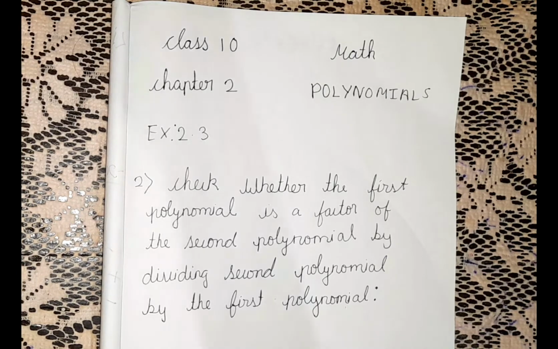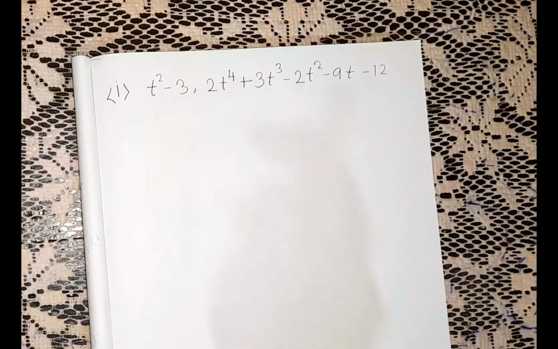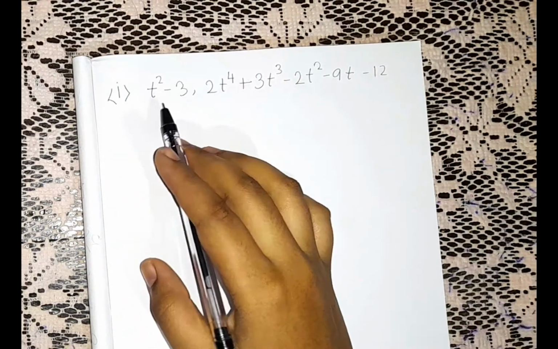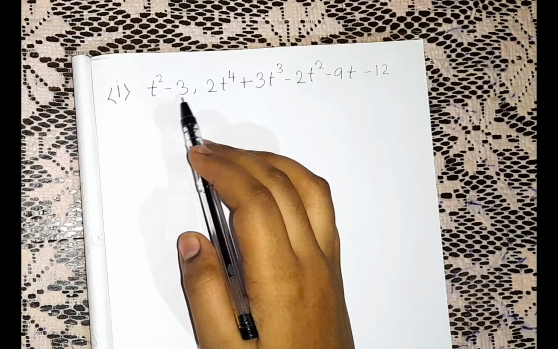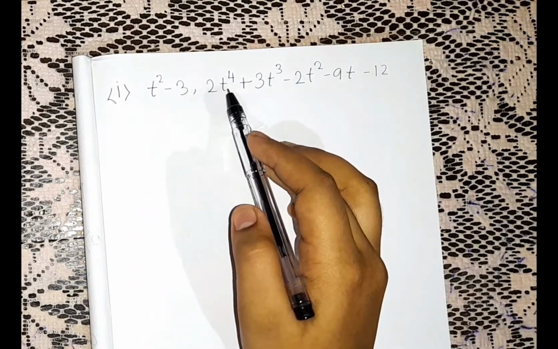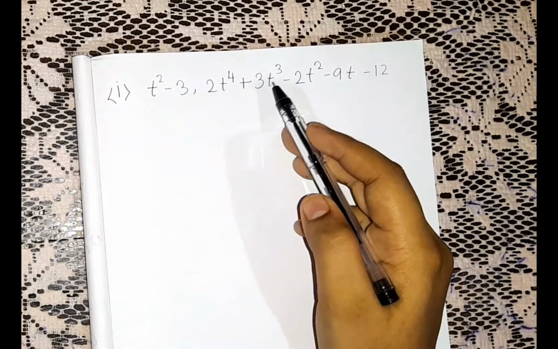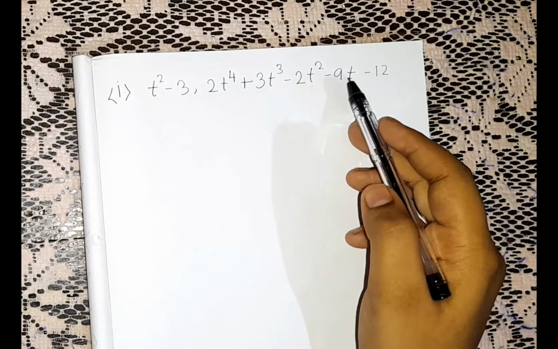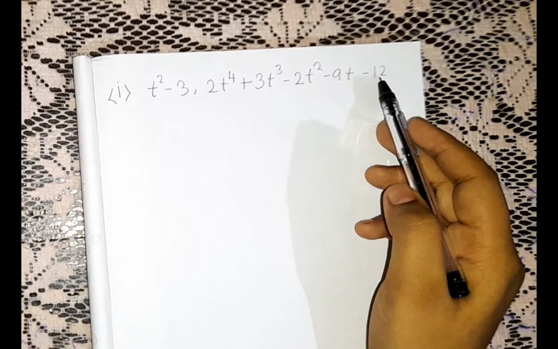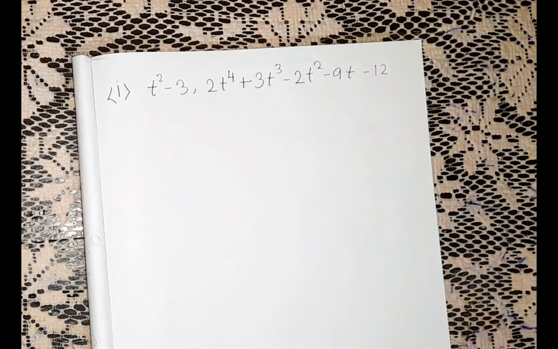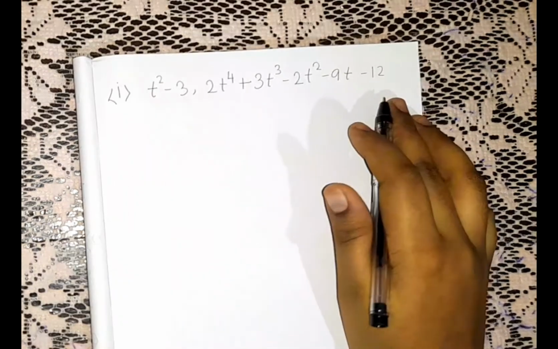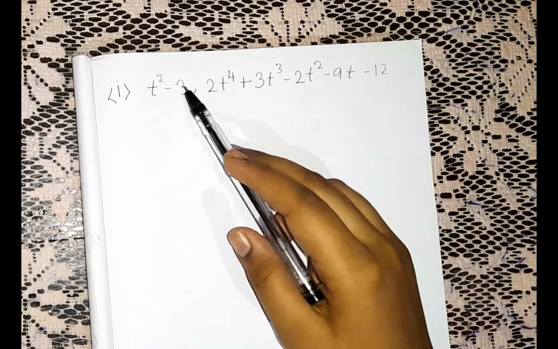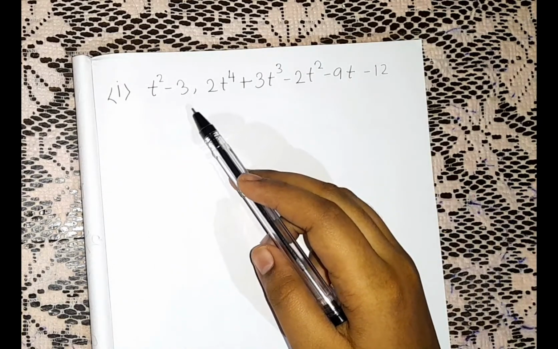Now let's see the first subdivision. So this is the first subdivision. Here we have t square minus 3, comma, 2t power 4 plus 3t cube minus 2t square minus 9t minus 12. So here we have these expressions, and we are going to be writing them inside the division, with the first one in the divisor part. Now let's do the division.